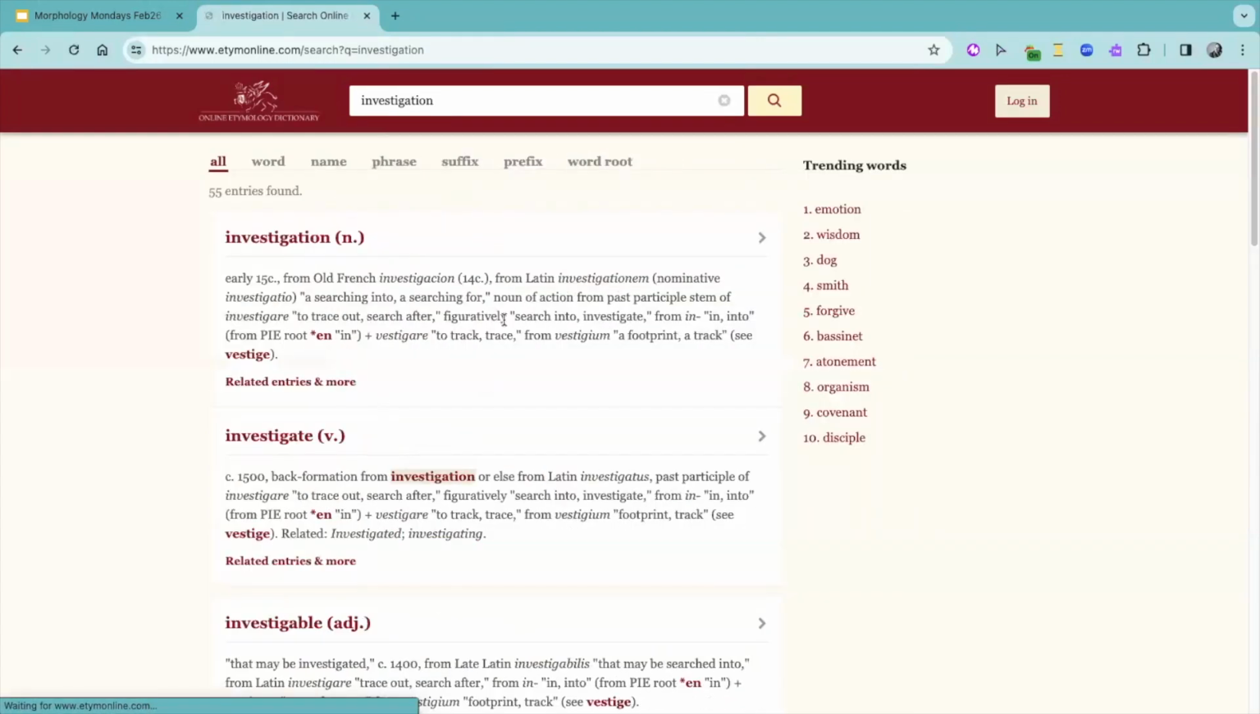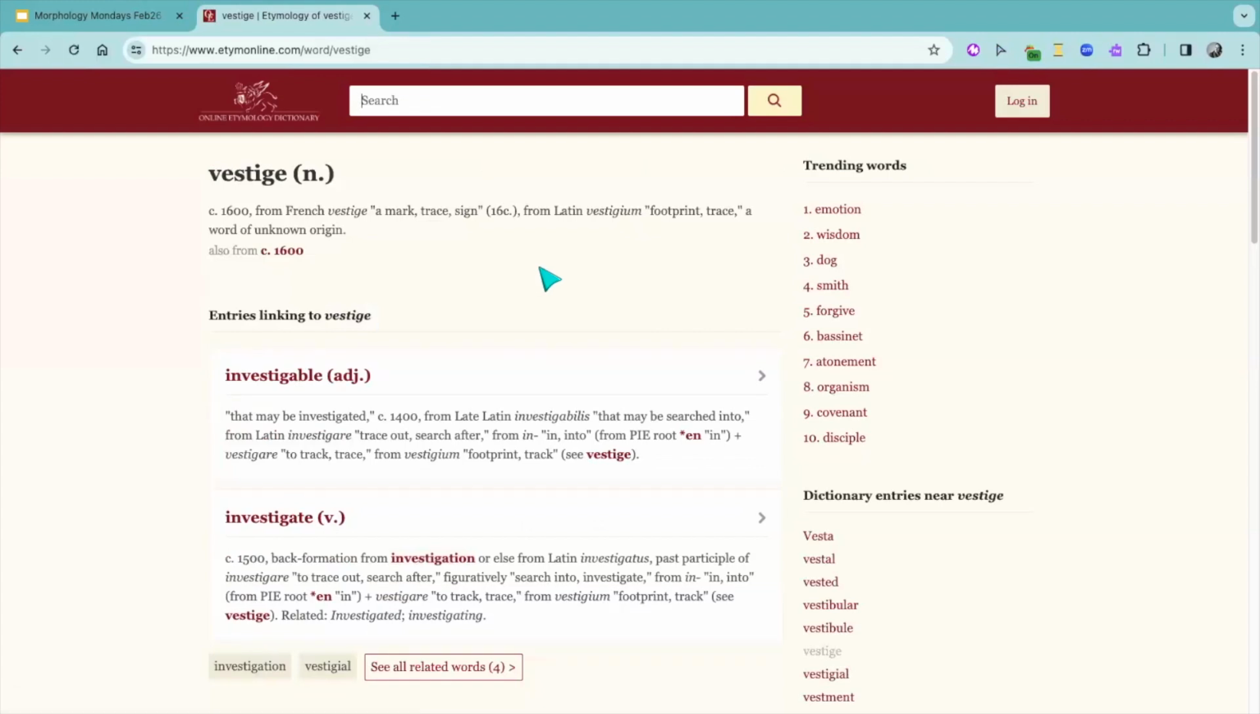Okay, so then it has IN meaning into, and then vestigare meaning to track or to trace. Then I can go here and see it even says see vestige, which I didn't even like, it's a word that I probably have read in some sort of historical fiction, but clearly not part of my everyday vernacular. So first attested in the 1600s, vestige, meaning mark, trace, or sign. So that gives me a base. There it is, right there.